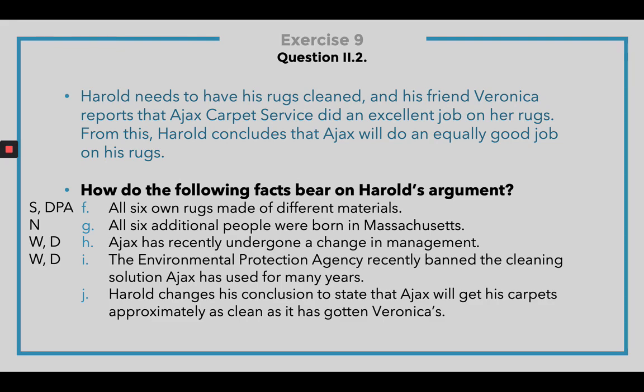Finally, maybe Harold changes his conclusion to say that Ajax will get his carpets approximately as clean as Veronica's. Right? So earlier Harold concluded that Ajax will do an equally good job, but now Harold's changing his conclusion to state that Ajax will get his carpets approximately as clean as it has gotten Veronica's. I think that conclusion is a little bit weaker, right? And when we've got a conclusion that's a little weaker, we've got an argument that's a bit stronger. So that's going to make the argument stronger, and it's because of the specificity of the conclusion.